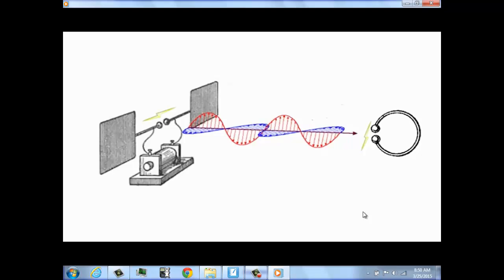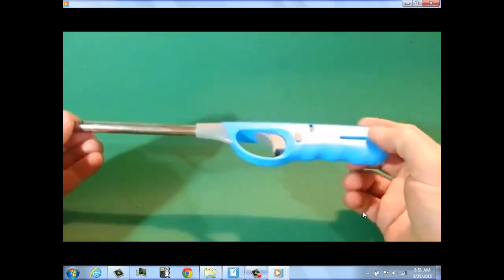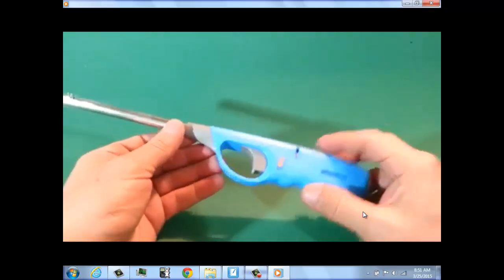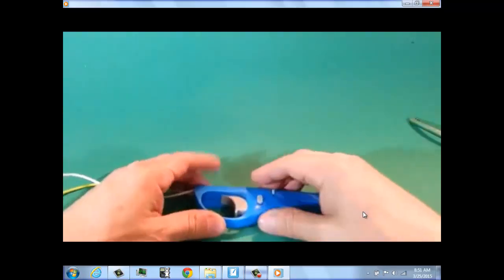In this video, we make a simplified version of this famous experiment. This project requires a high voltage pulse in order to work, and we will obtain that pulse with a lighter like this. Here we have one that we have modified for our purposes.